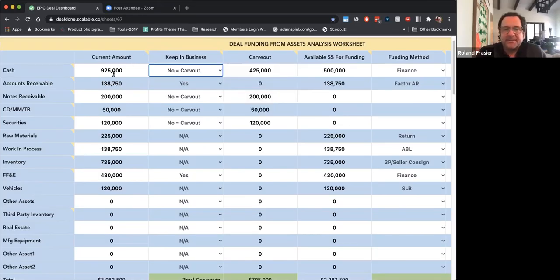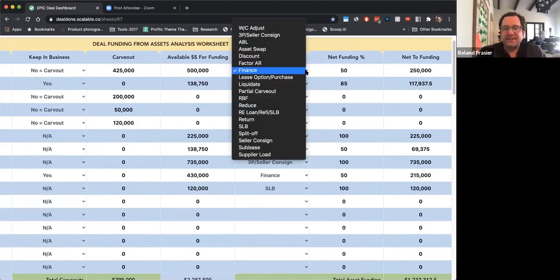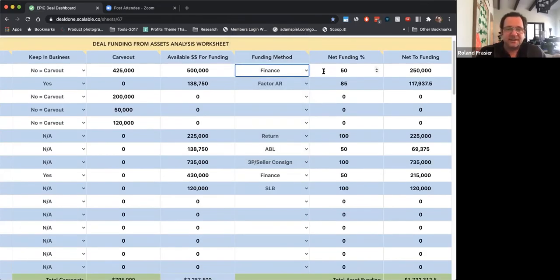But here I'm going to say of the 925,000, I'll carve out 425K. That'll leave me 500,000 available for funding, which if I wanted to, I could do through a line of credit or something like that. There's all kinds of choices that you can choose among in the software, which are just the things that I've already told you guys. And the net funding here, you can adjust up or down. I just said 50% financing on that. I might want to finance more of that. I could jump up, and of course it adjusts dynamically with everything you're doing. Maybe I could go to 70%.